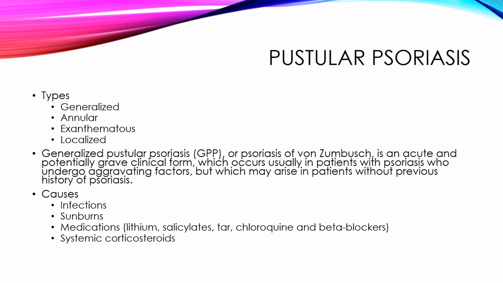So I do think it's important that you recognize that lithium, salicylates, tar, chloroquine, and beta blockers can all cause pustular psoriasis. But in addition, so can systemic steroids. And there are doctors who still will give psoriasis patients shots of steroids or steroid dose packs to calm down their disease. However, you do run the risk that that medication, when it's withdrawn, could make the patient evolve into pustular psoriasis.